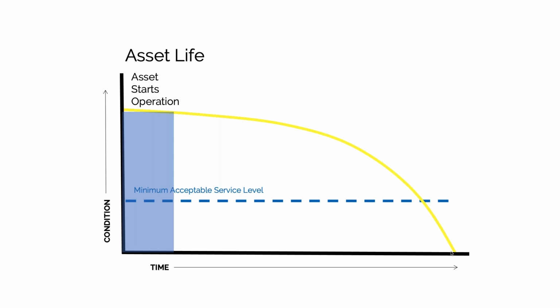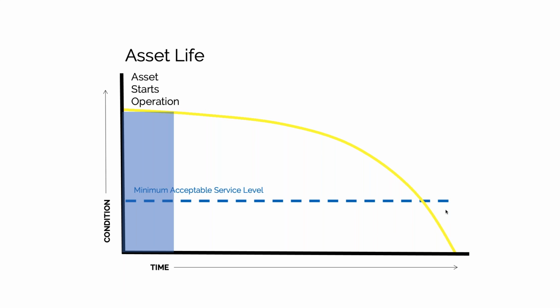Now, not all the assets are going to decay on this nice smooth curve. They can decay all different kinds of ways, but for our purposes today, we're just going to assume the asset has this nice decay curve. And then at some point in the asset's life, you're going to reach this minimal acceptable service level. That's the point at which the asset does not do what I want it to do anymore.